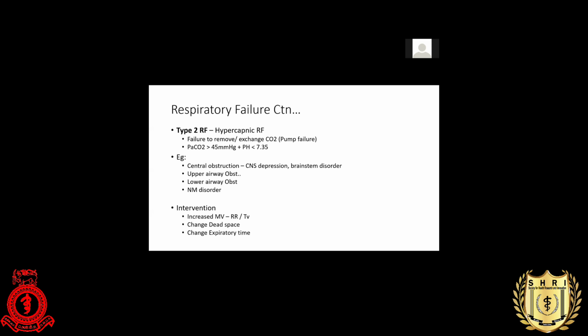This can occur due to central causes like CNS depression, upper airway obstruction, lower airway obstruction, or due to neuromuscular disorder. So how do we intervene in this situation? We can increase the minute ventilation of this patient by increasing respiratory rate or tidal volume, or by changing the dead space, or by changing the expiratory time.